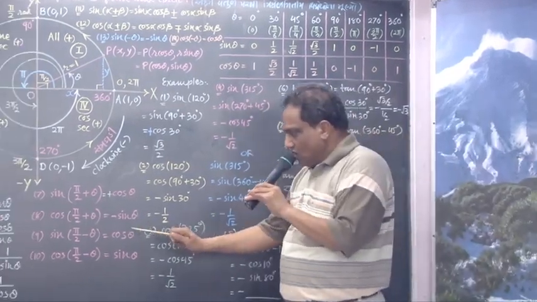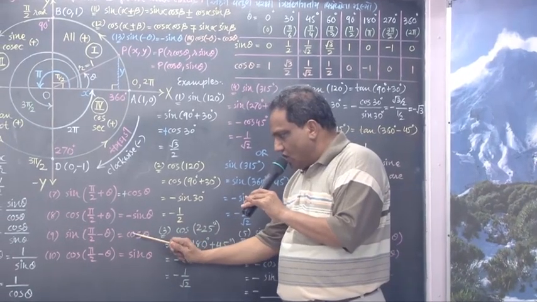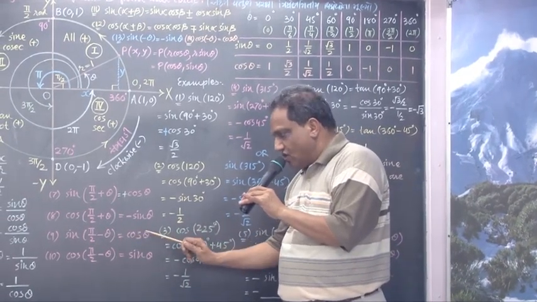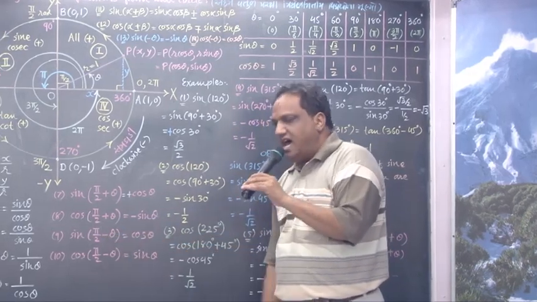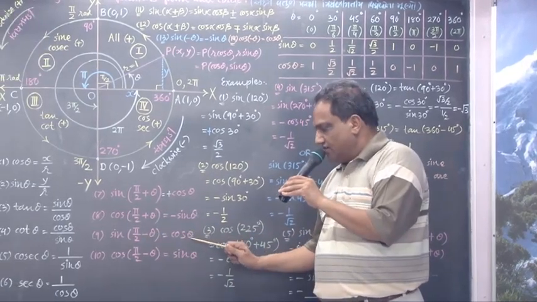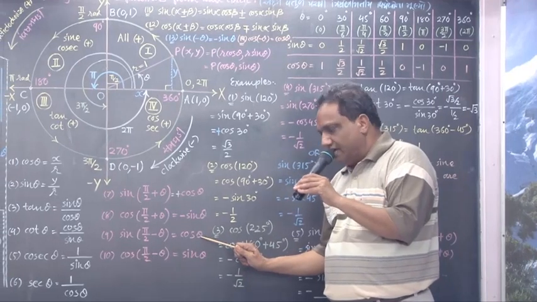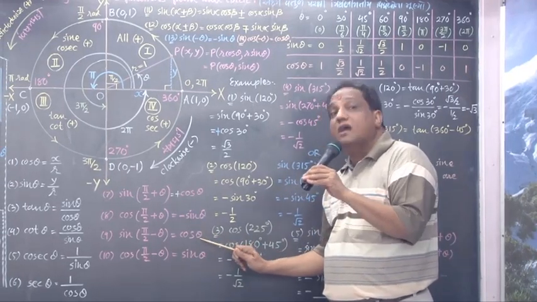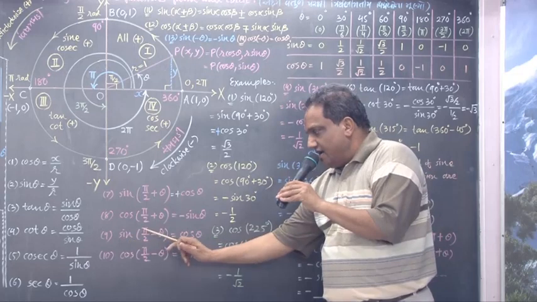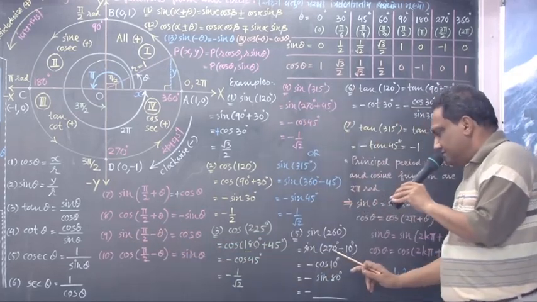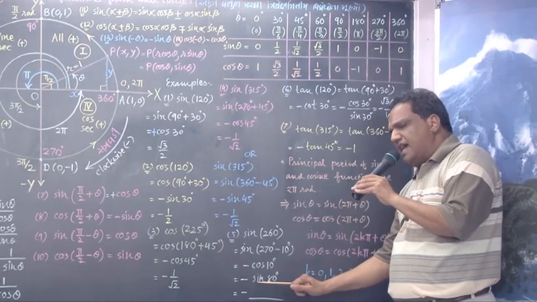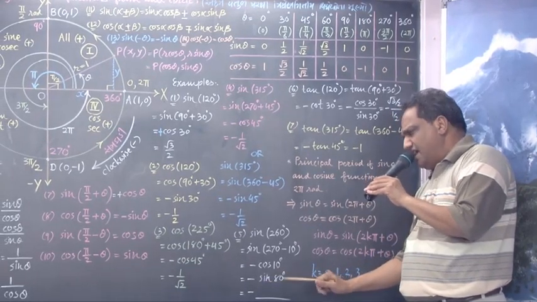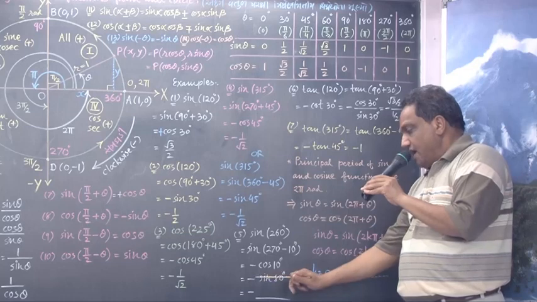Look here. Cos 10 degrees. First of all, cos theta is nothing but sine of 90 minus theta. Instead of theta, take 10 degrees. Then cos 10 degrees is sine of 90 minus 10 degrees. 90 minus 10 is what? 80 degrees. Minus as it is.